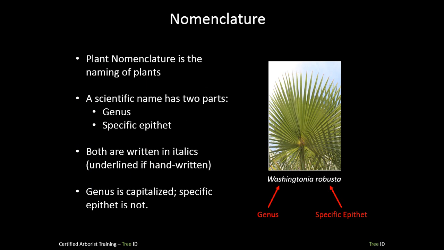When you look at nomenclature, that's the naming of plants. So we went through the hierarchy of it, but now we're naming plants, and each tree or each plant has this very specific two-part name that's unique to that plant. The first part is the genus, and the second part is a specific epithet. And both are written in italics. If you're writing it by hand, you can underline it, since it's hard to italicize your own text when you're handwriting it. The genus is always capitalized, and the specific epithet is not capitalized.